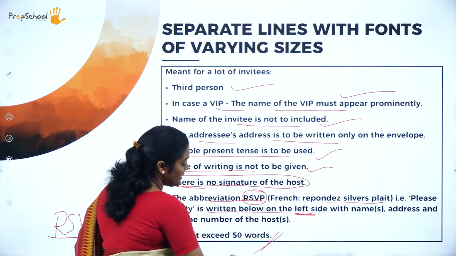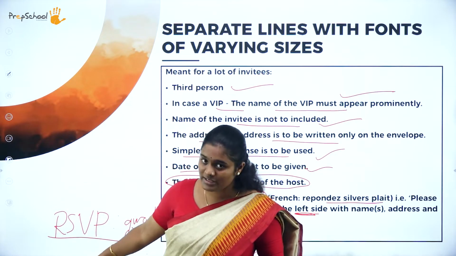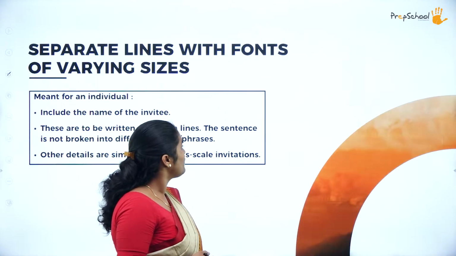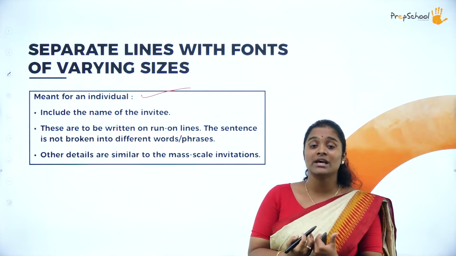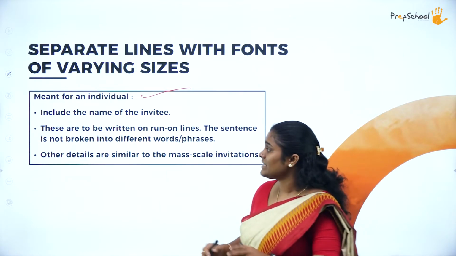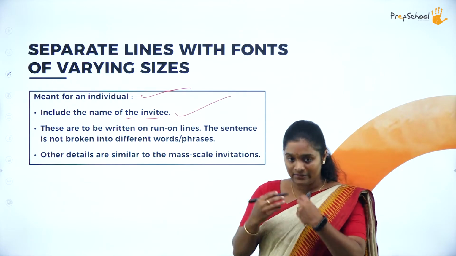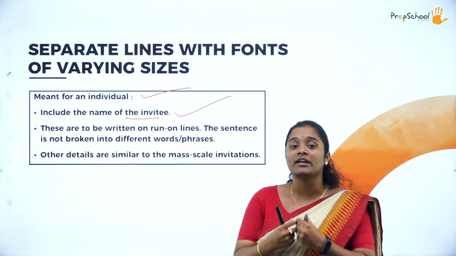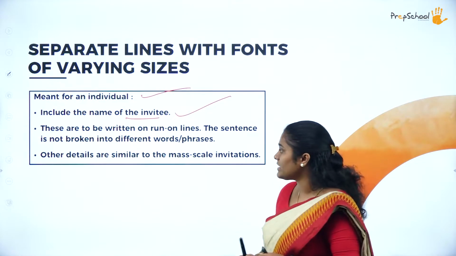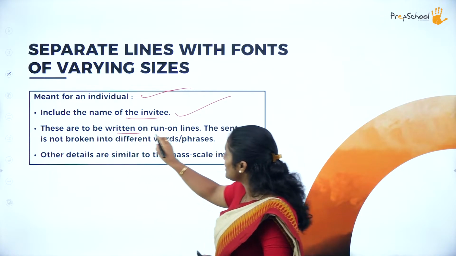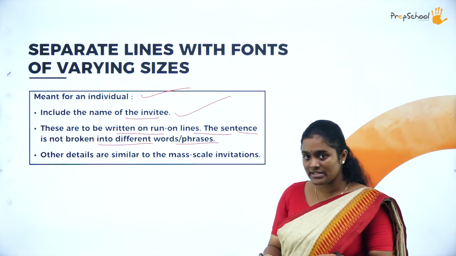Do not exceed 50 words. Next up, the name of the hosts and their position will also be given in the left column. Moving forward, if your formal invitation is meant for only one individual, most of it remains the same. However, it includes the name of the invitee. When it is targeted towards one person, the name of the invitee will be printed in the invitation. These are to be written in run-on lines. The sentence is not broken into words or phrases.